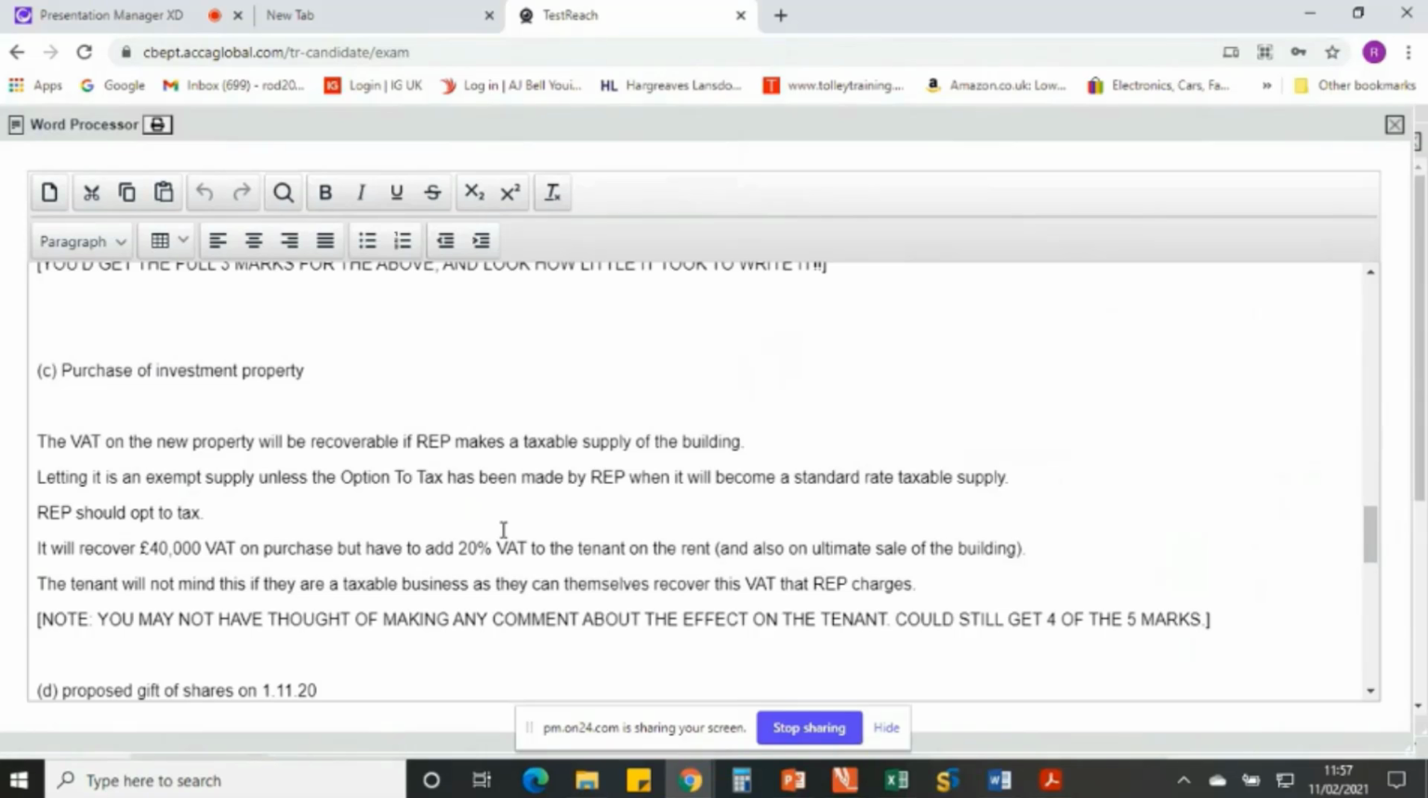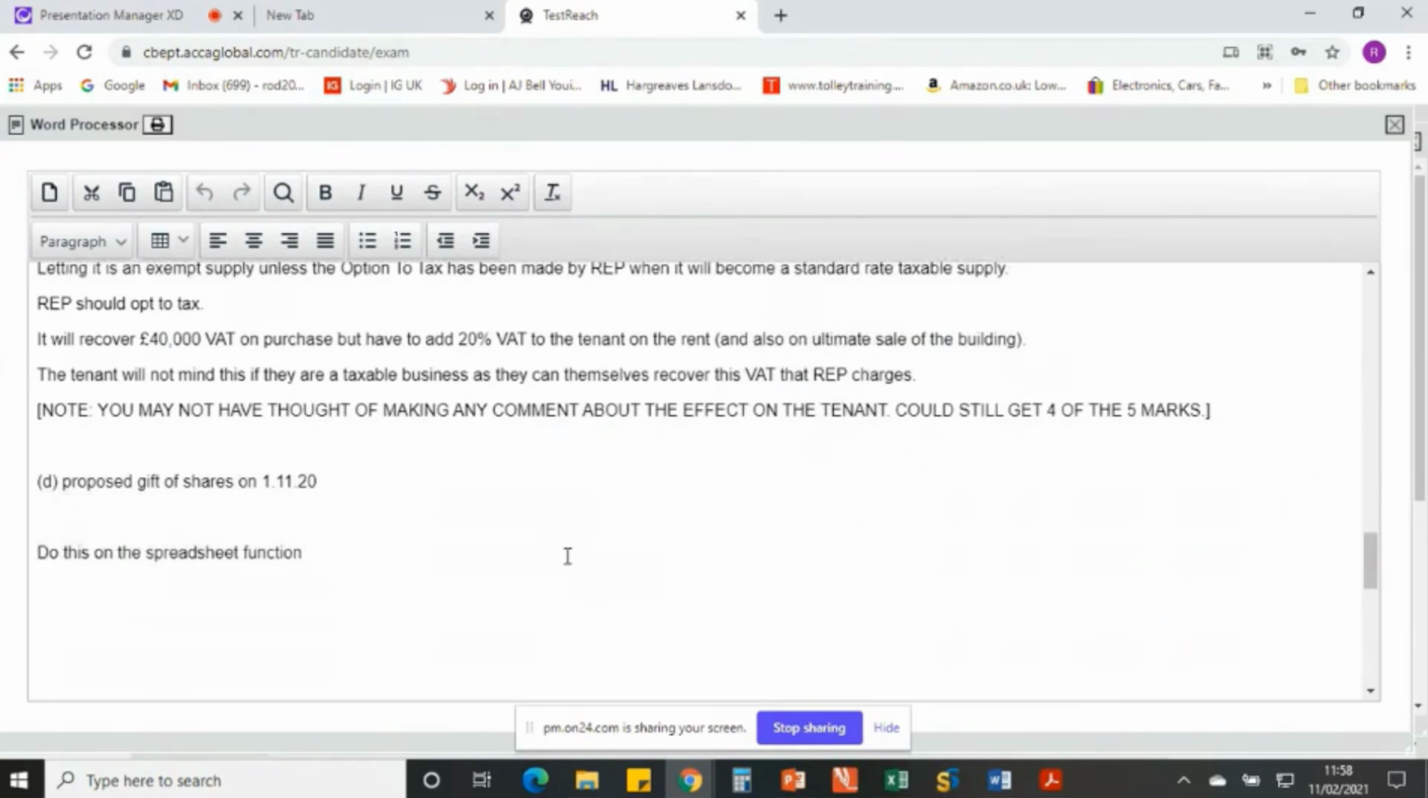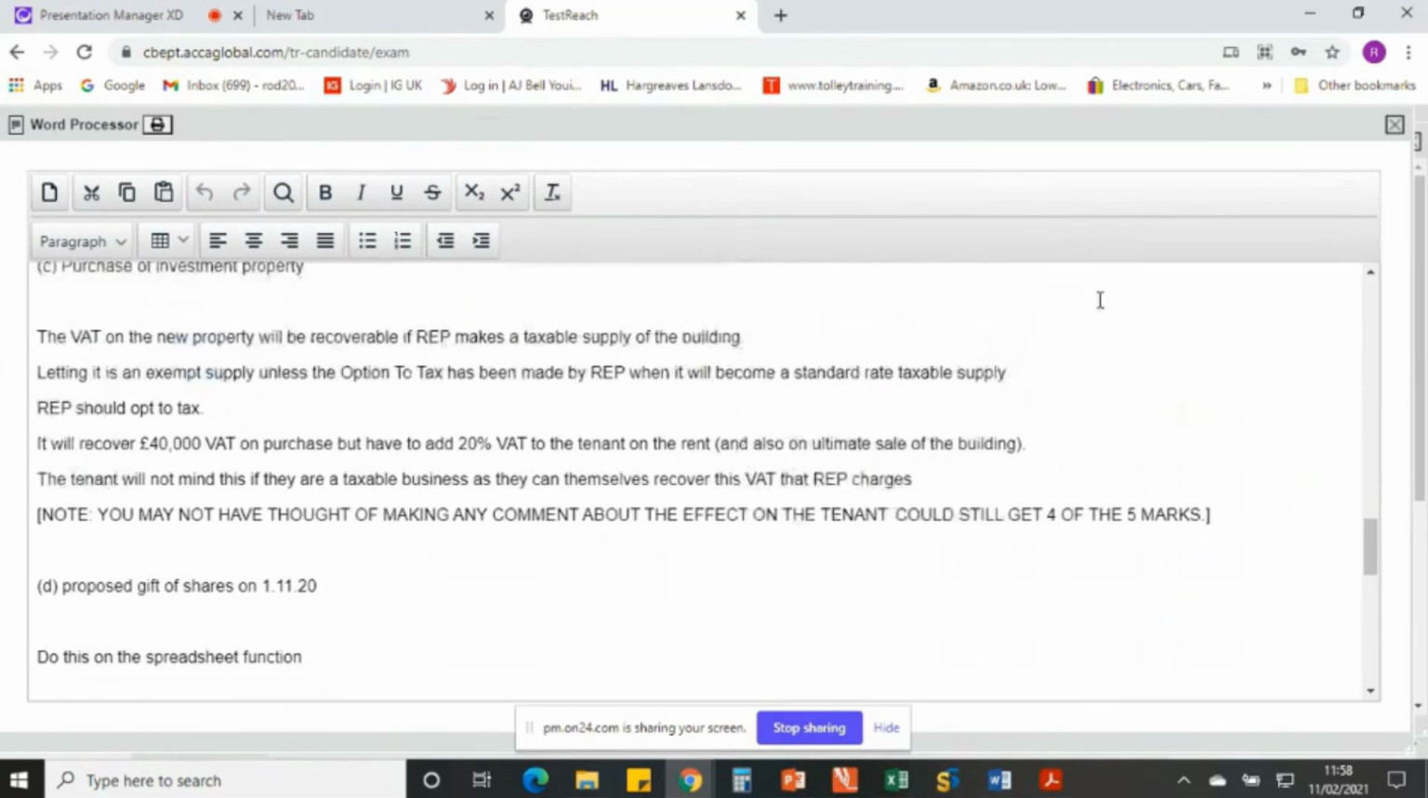So I think that is a good example of how you can pick up quite a few marks. And even if you didn't think of the tenant side of things, you're doing very well. So that's the purchase of the investment property. Let's move on to the last section, the proposed gift of shares. We didn't look at this in the question, so let's go and do that.